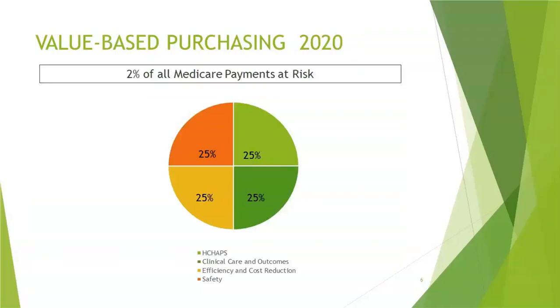And as we know, that translates to, if you don't do well in these domains, that you are at risk for losing up to 2% of all of your Medicare payments. So it's an across-the-board reduction on all your Medicare billing for whatever period of time you're looking at. So it can be a scary metric, and we'll talk more about that.